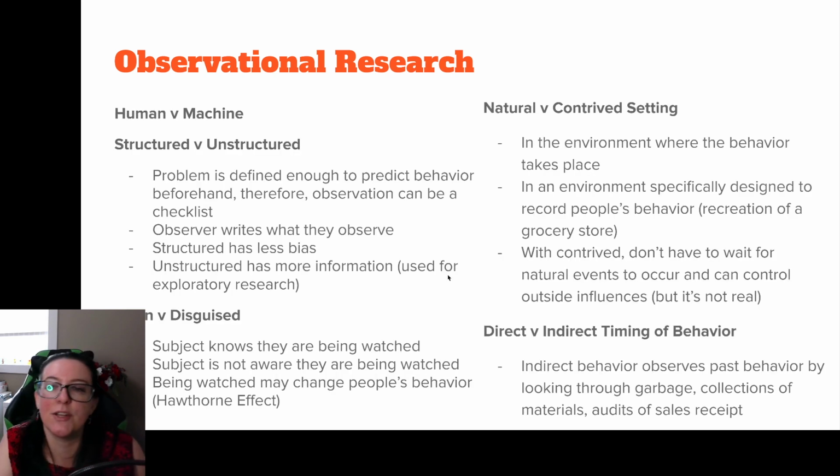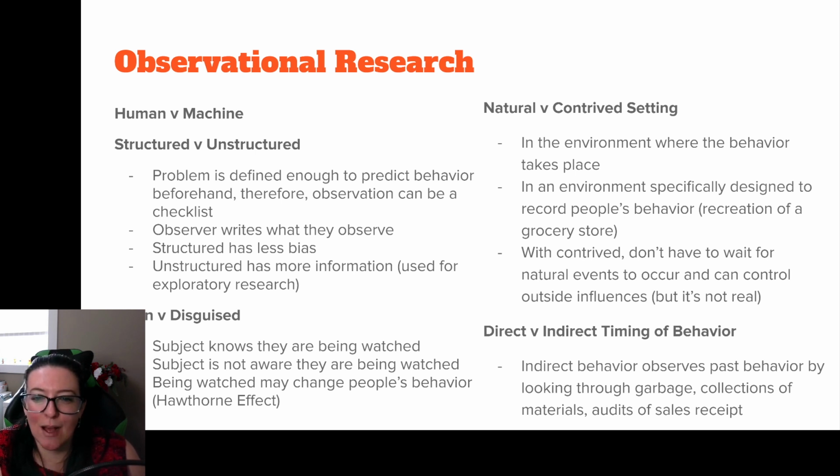When it comes to observational research, you have choices on how you design it. You can have the human or the machine do the observation. You can have structured or unstructured observational research. So with structured, the problem is defined enough ahead of time that we can provide the observer with some kind of checklist. In unstructured, we don't have enough information about the behavior, so the observer is simply going to write down what they observe. Structured has less bias.